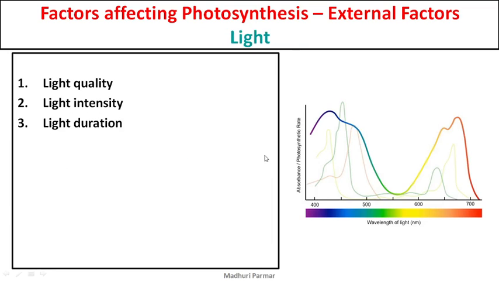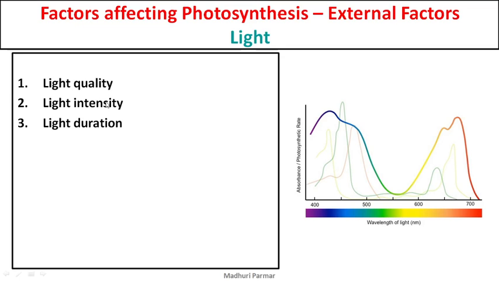The third external factor is light. In light there are three parameters you have to see: the quality of light, the intensity of light, and the duration of light. We have already seen this absorbance curve. Here are the different wavelengths, and this is the absorbance. The leaf or the chlorophyll absorbs most in the blue light and then in the red light. So this is the quality of light. It should be red light or blue light, where it will absorb the most.